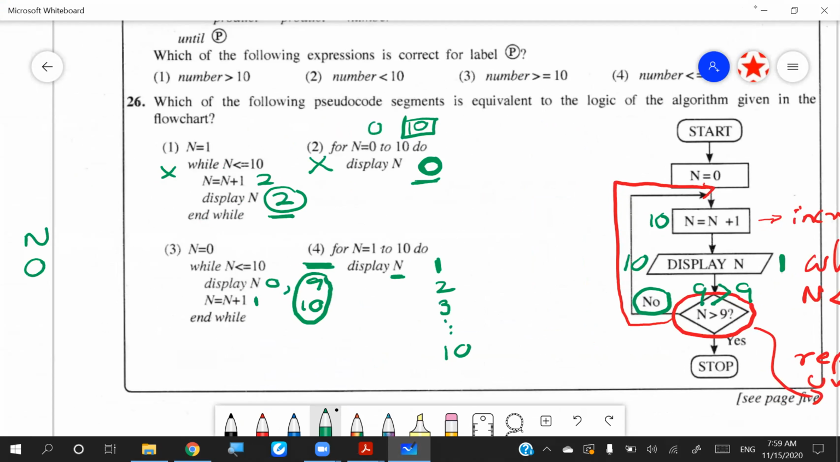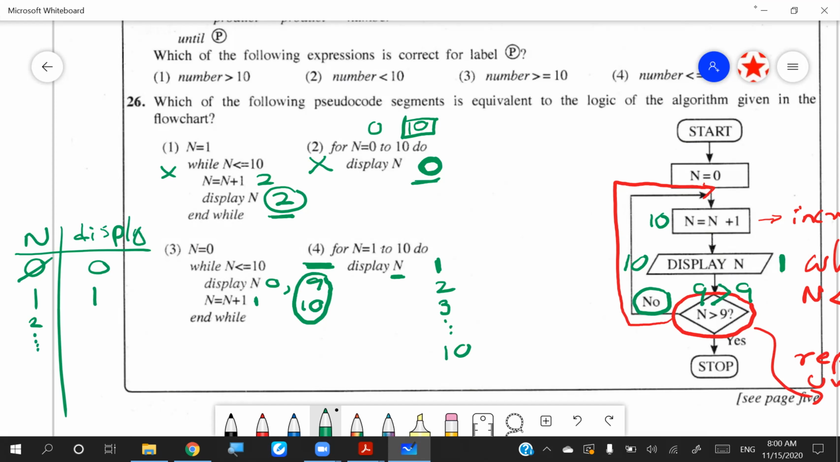So n is 0. N is less than or equal 10. It is. And display n. So this is the display. So it displays 0. And n is incremented by 1. So it is 1. And it is checking whether it is less than or equal 10. Yeah, it is. So it displays n. 1 is displayed. So it will increase until, the way I said, 2, 3, 4, 5.